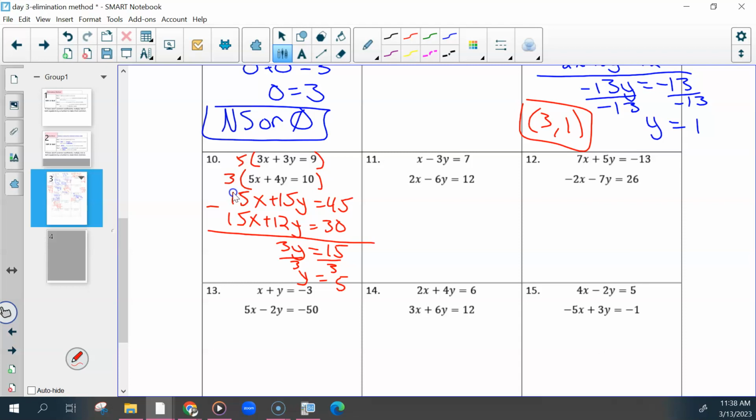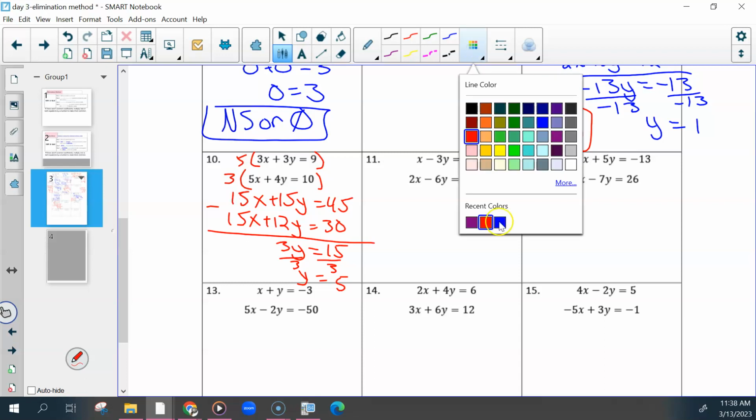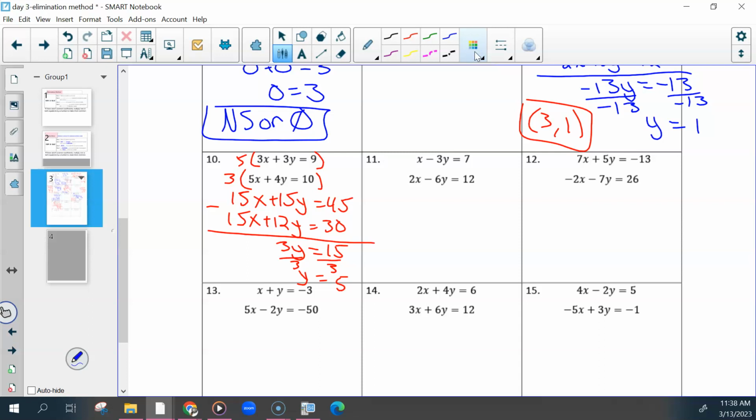And then once you have your y, put that back into, now you have 4 choices. One of the originals, or one of the 2 you just changed. Any of those 4 work. So let's say I'm putting it back into the very first one. 3x plus 3 times 5 equals 9. 3x plus 15 equals 9. Get rid of 15. And divide by 3. So we have negative 2, 5.